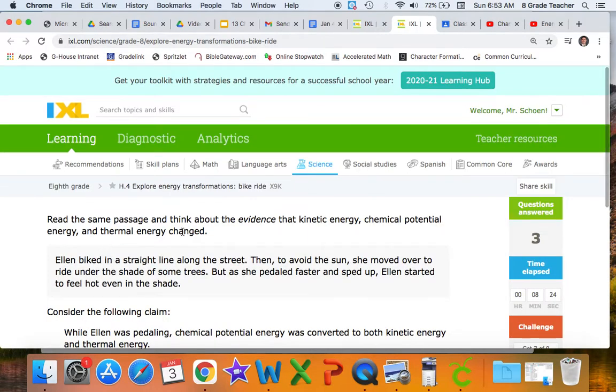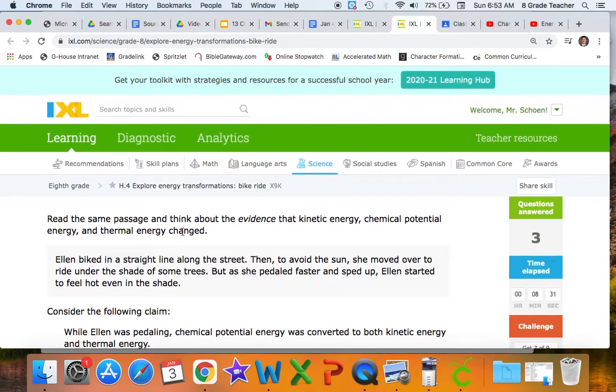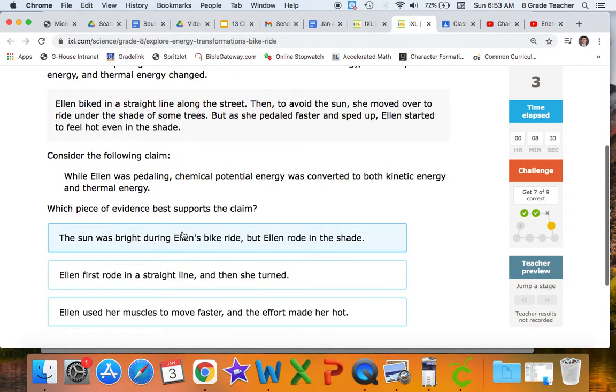Got it. Read the same passage and think about the evidence of kinetic energy, chemical potential energy, and thermal energy, how they're changing. Ellen biked in a straight line along the street. Then, to avoid the sun, she moved over to ride under the shade of trees. But as she pedaled faster and sped up, Ellen started to feel hot again. There it is, pedaled faster and sped up. Consider the following claim. While Ellen was pedaling, chemical potential energy was converted to both kinetic energy and thermal energy.